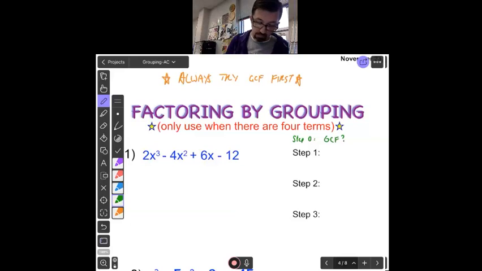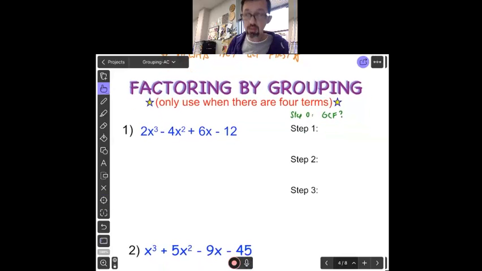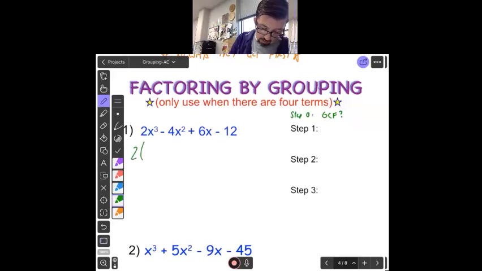So it's called factoring by grouping. Our first step is to check to see if there's a GCF. Is there something that we can take out of all of these? Jared, is there something we can take out of all of these? Couldn't you take 2 out of every one of them? Okay, we take 2 out of everything. So there is a GCF, so we're going to deal with that. 2 times what? 2 times x cubed, and 2 times 2x squared, and 2 times 3x, and 2 times -6.